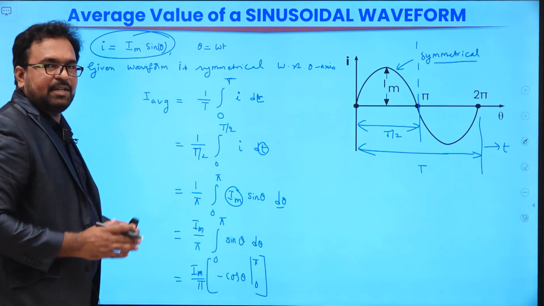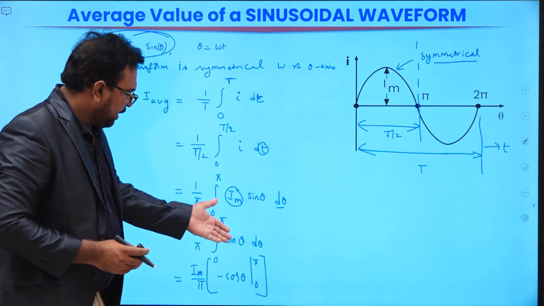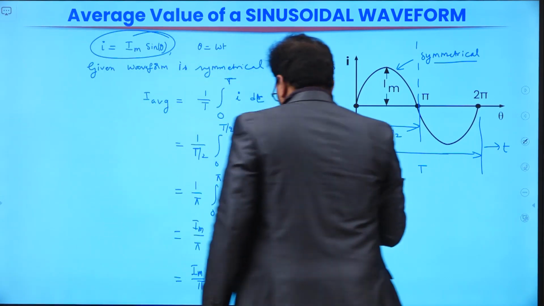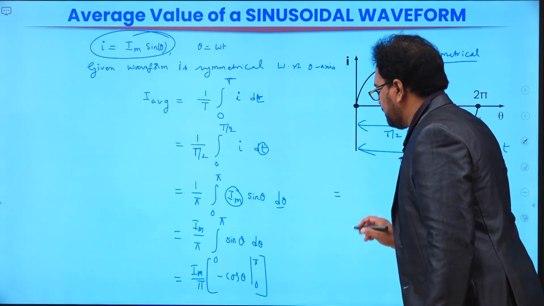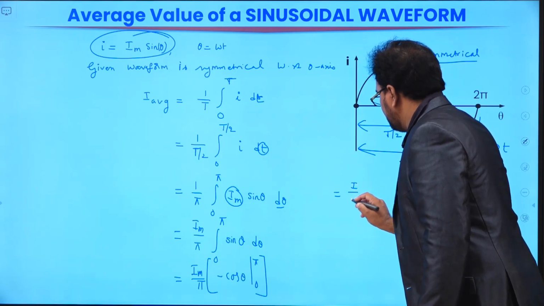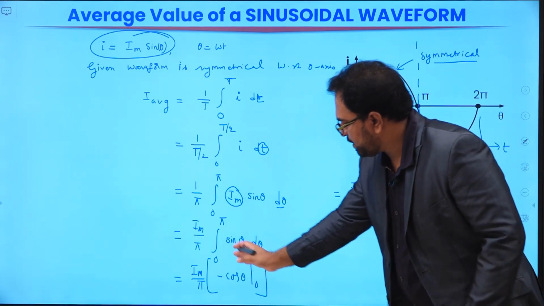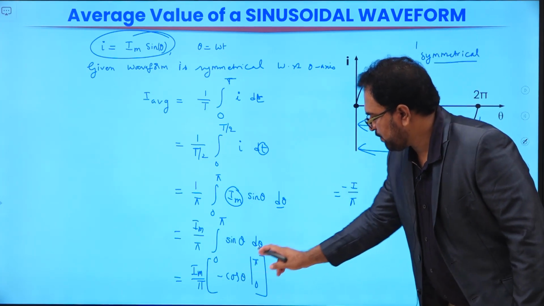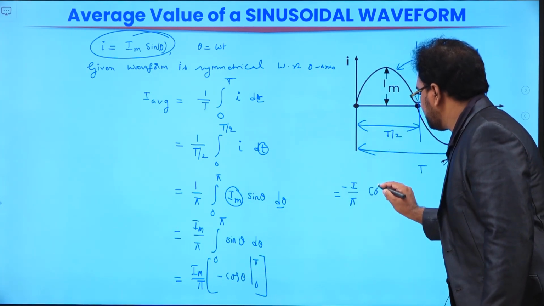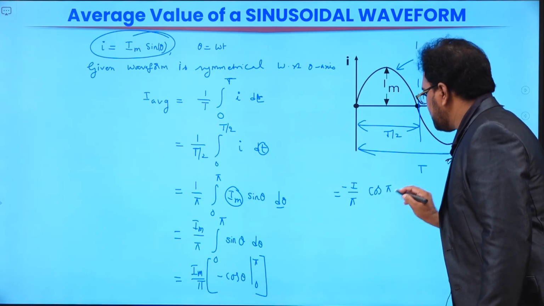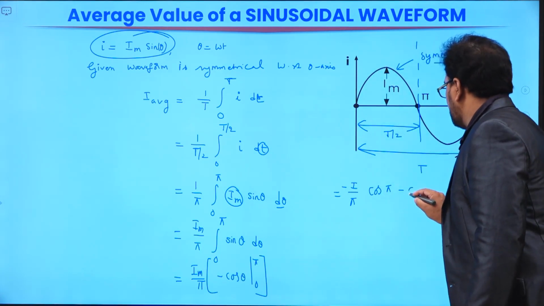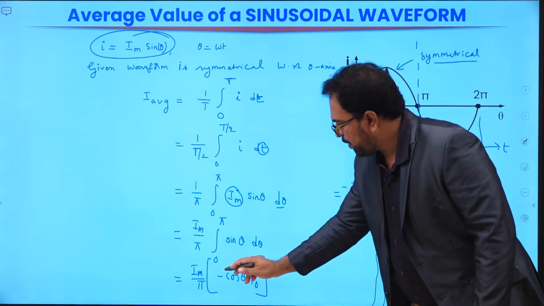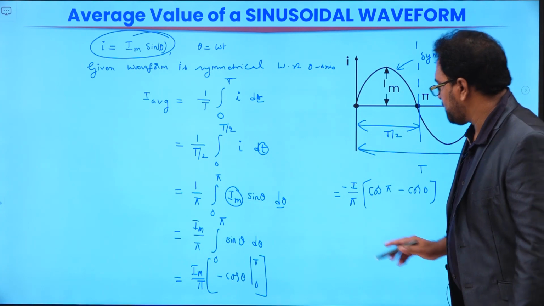Okay, we are not going to consider initial conditions here. The integral of sin theta is minus cos theta. Now substitute the limits. Then it becomes Im by pi. I am going to take the minus sign out to avoid confusion. Minus sign. Now cos theta is there. First one is pi, cos pi, minus, second limit is 0, cos 0. So this minus sign I have taken out.